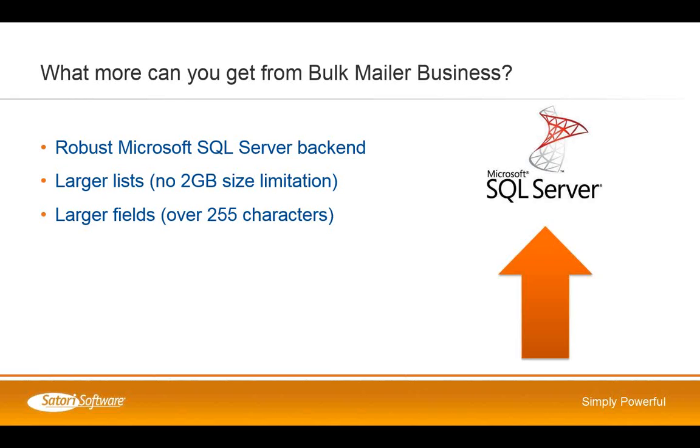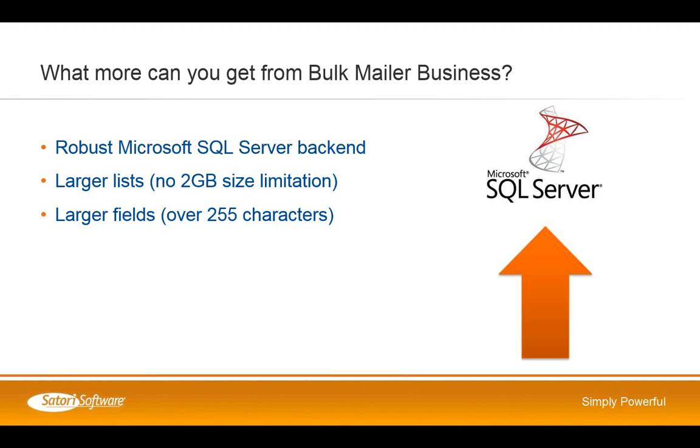So what we've done with Bulk Mailer Business is build it on the platform of Microsoft SQL Server, which is the premier database backend for any mailing product installed in the market today. SQL Server is a very powerful technology that gives our customers more flexibility. One of the main limitations of the Jet database is size. The actual file size for what you can import and process is 2 gigabytes. The same is true for other database systems like the DBF, so anything in FoxPro would have that 2 gig limitation.